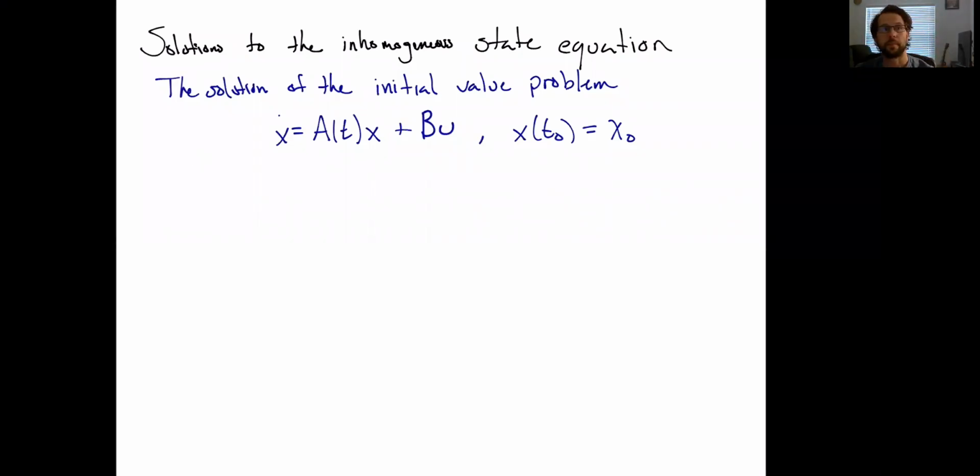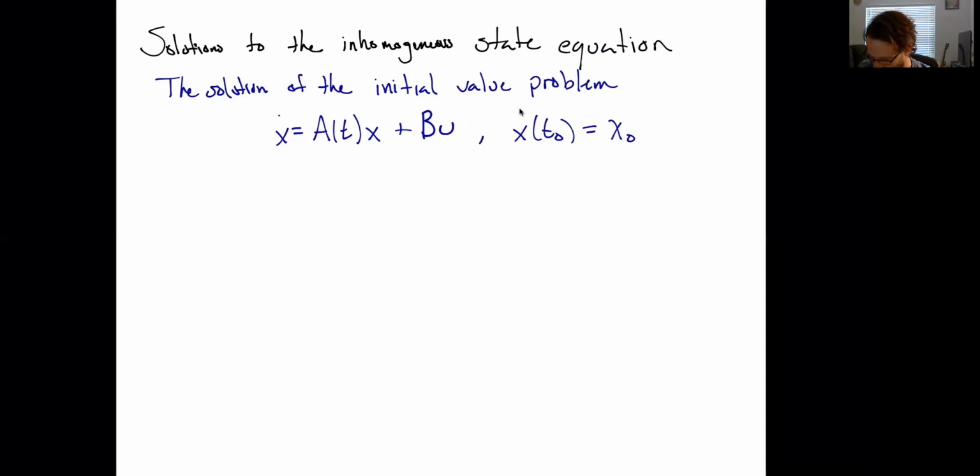Hello, class. Today we're going to talk about solutions to the inhomogeneous state equation. As I mentioned last time, for the homogeneous case, solving it is simply a matter of finding the state transition matrix, capital Phi, of t, t naught, where t naught is the initial time and x naught is the initial state at that time. So the problem is: given this linear time-invariant system, or linear time-varying system, with this initial condition, how do we solve it?